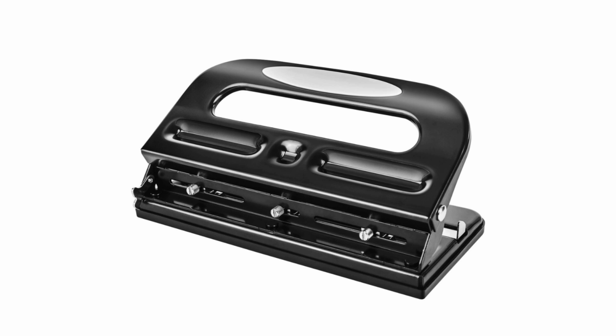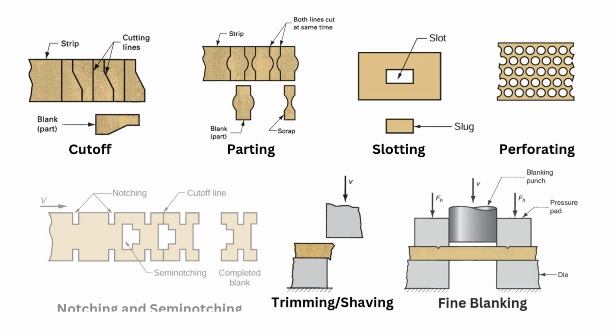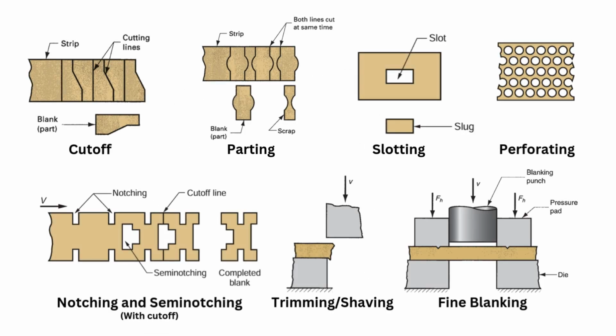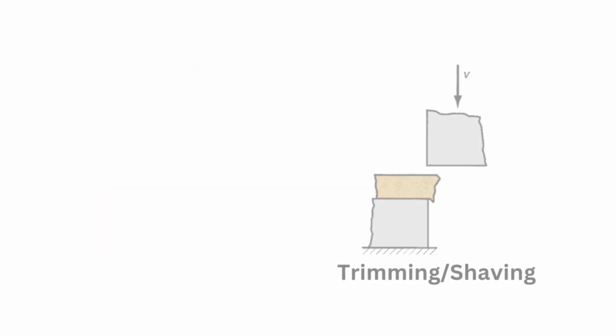I chose cutting because cutting is simple and a very flexible operation. Beyond shearing, blanking, and punching, there's technically also cutoff, parting, slotting, perforating, notching, semi-notching, trimming, shaving, and fine blanking. All of these techniques are some combination or adaptation of the main 3. For example, shaving is just shearing with a very fine cut, used as a finishing operation to smoothen and straighten edges of parts that have been previously cut.